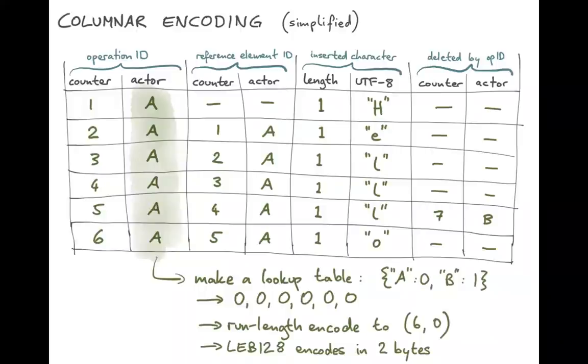For this column now, it's even easier because, even though each device that edits the document is identified by a UUID, which is 128 bits, we can have a lookup ID, which turns those long 128 bit values into short integers. We run length encode those short integers, again use a variable length encoding, and again we're down to 2 bytes.